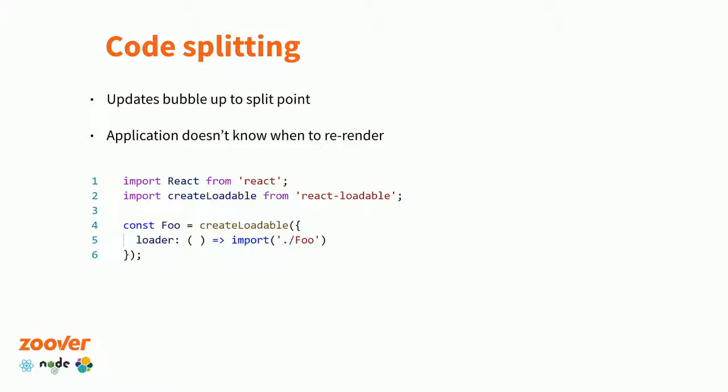The problem though with code splitting is that the updates will only bubble up to the split point. So if I define a split point in module B for module C, and I import module B and module A, I hope you can still keep track, the update never gets to module A, and we don't know how to re-render. And just to give you an example, this is how code splitting looks in the context of a React application. We're using a helper library here, which is React loadable, to create a lazily loaded component. And the important part is on line 5, where we have the dynamic import statement that imports the module on demand.